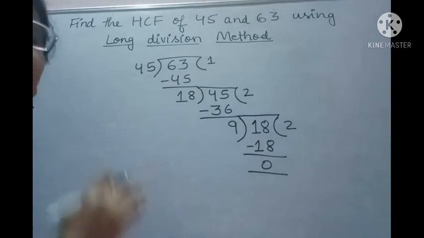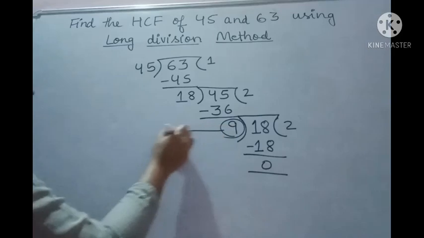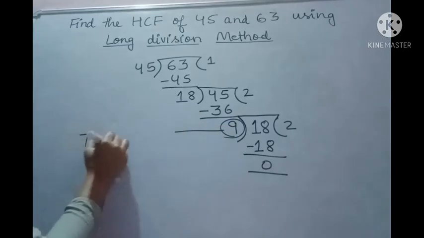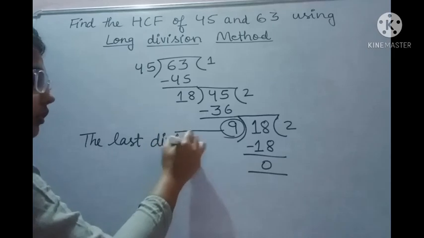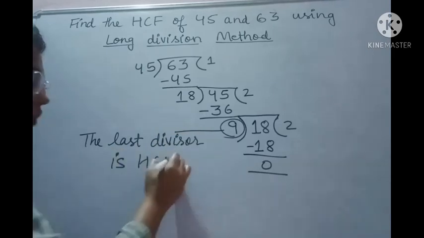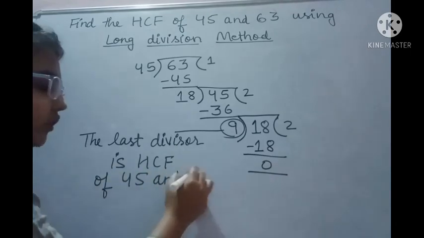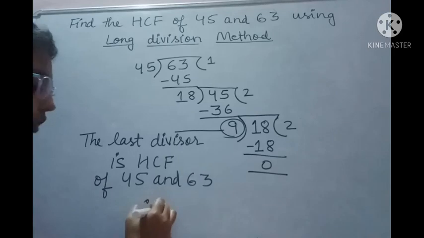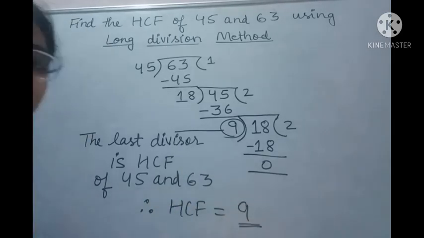Now let's see what our HCF is. The last divisor is the HCF of the numbers, the HCF of 45 and 63. Therefore, your HCF which is coming out here is 9. And this is the same number which we got in the common factor method.